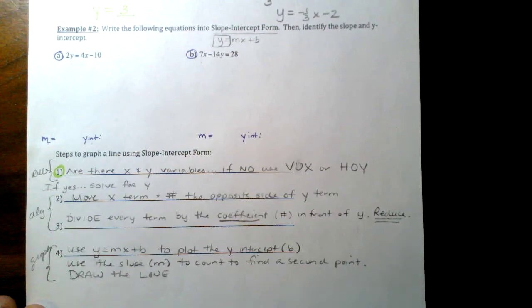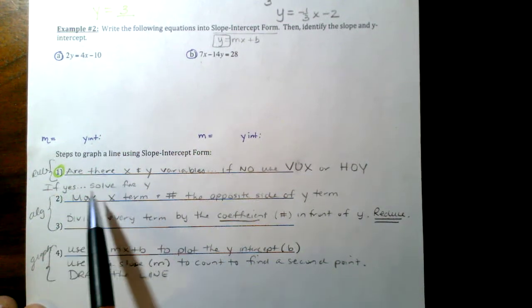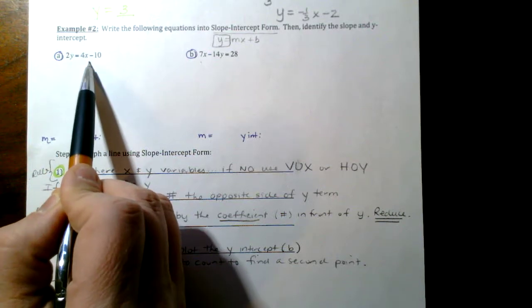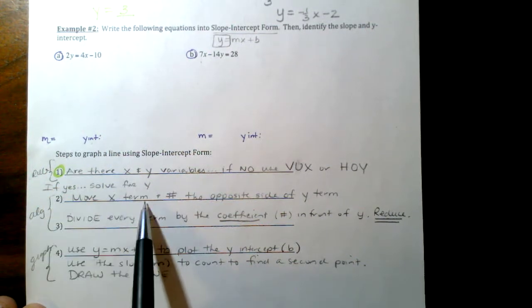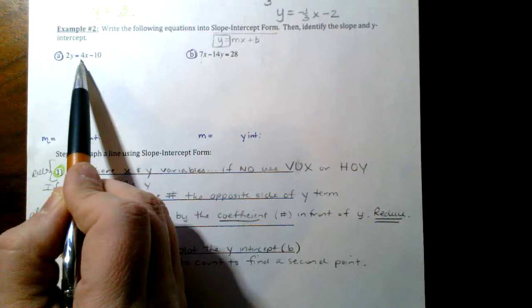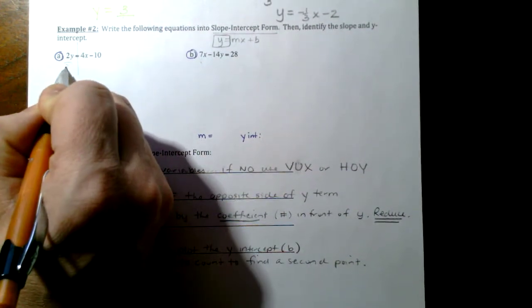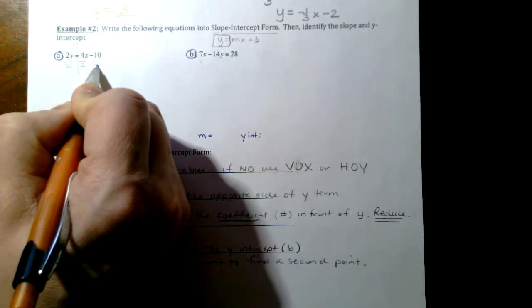Okay? All right, so step 1 here says, do you have x and y? Yes, this is not a special case. Step 2 says, move the x and the number to the opposite side of y. Well, it looks to me like the x term and the number are already on the opposite side of y. So now I'm going to divide everybody by 2.